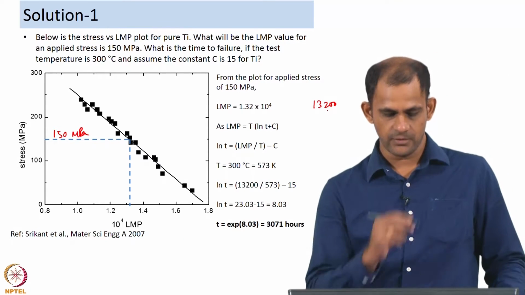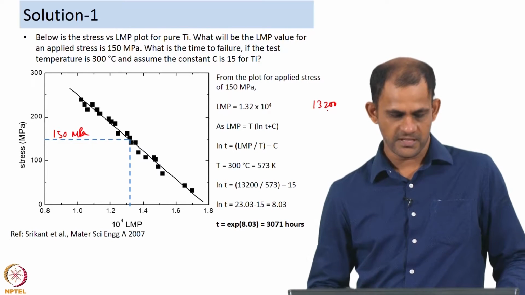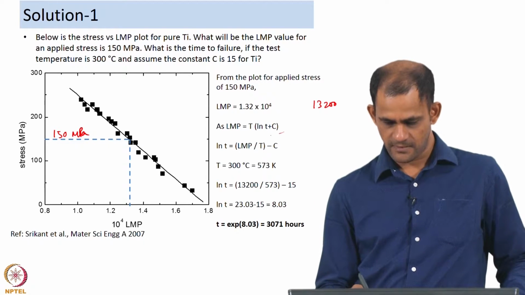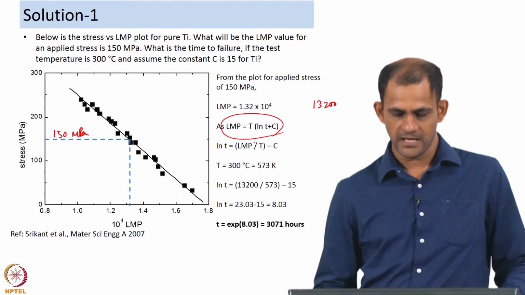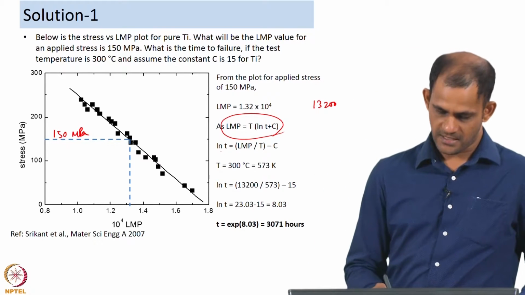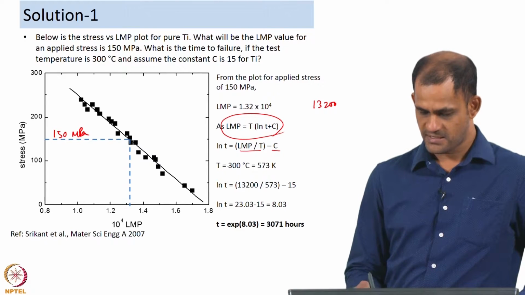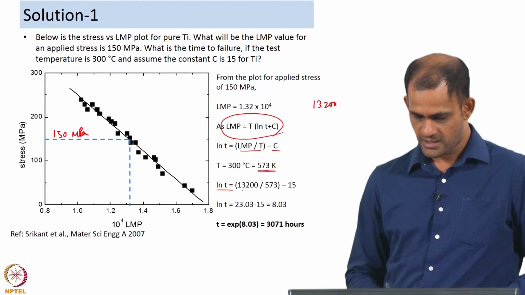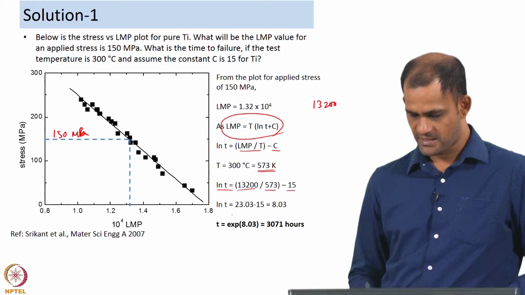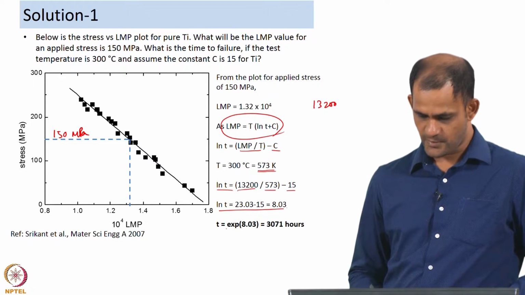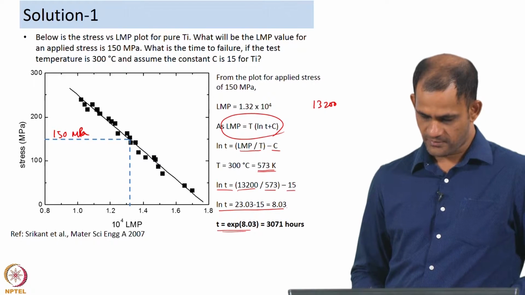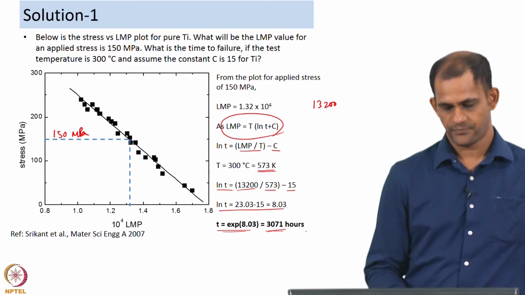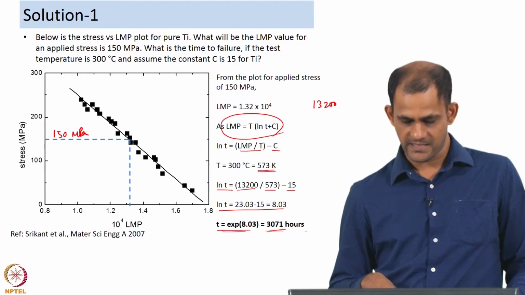Now, using this LMP value, you have to find out the time to failure if the test temperature is 300 degree centigrade and the constant C is 15. So, if you look at the Larsen-Miller parameter relation, you have LMP is equal to T (ln t plus C). So, ln t can be written as LMP by T minus C. So, when T is 300 degree centigrade, you convert it into Kelvin, it becomes 573 Kelvin. So, ln t is equal to 13,200 divided by 573 minus 15. So, what you end up with is 8.03. So, t is exponential of 8.03, that is basically 3071 hours. So, the time to failure was determined as 3071 hours.